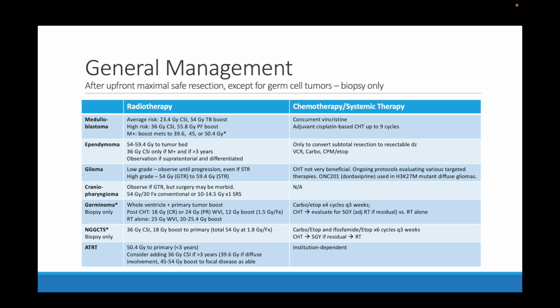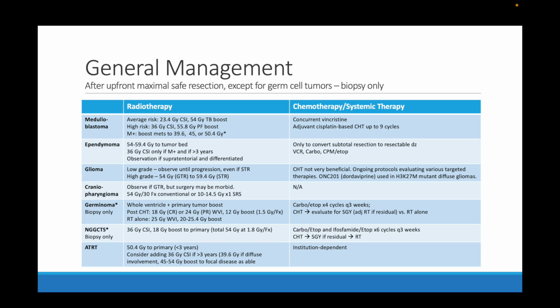Gliomas, if they are high grade, they typically get adjuvant radiation, but it's typically kind of an involved field radiation, similar to what we do in adult patients with gliomas. So the doses are 54 gray if they have a gross total resection, or 59.4 gray if they have a subtotal resection. And again, all of this is at 1.8 gray per fraction.